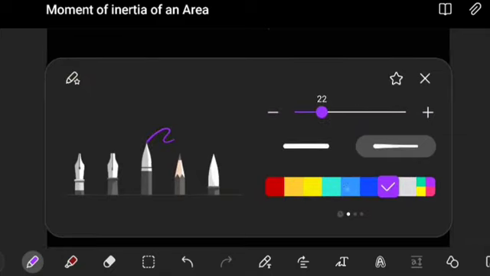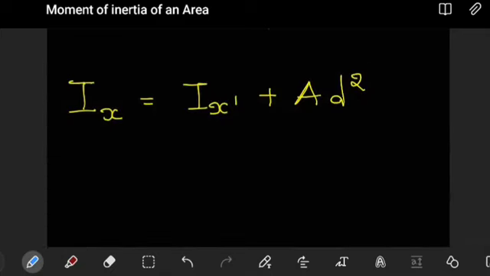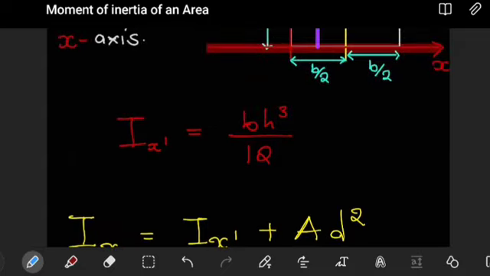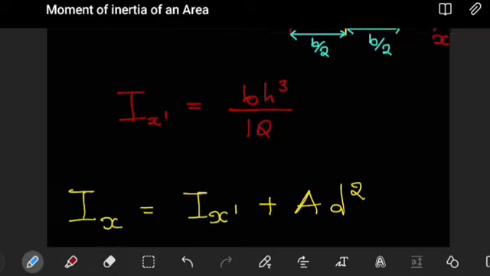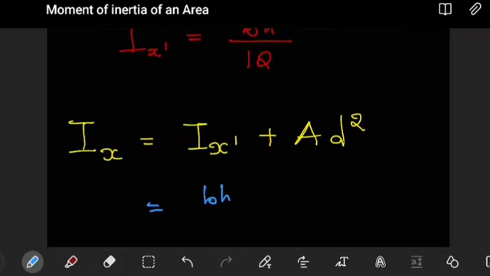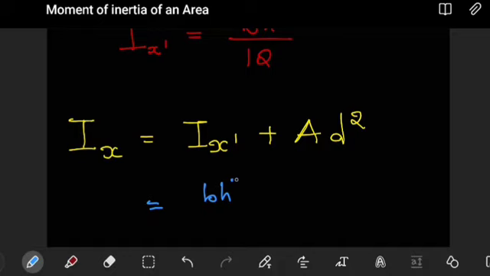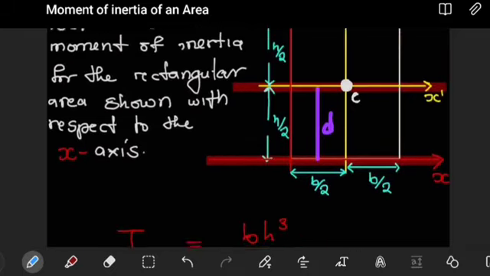Now, do we have what we need? Yes, we do. The moment of inertia about the x prime axis was calculated in the previous video. What did we find? We found that about the x prime axis, we had B H cubed over 12. Plus, how do we calculate the area of a rectangle?